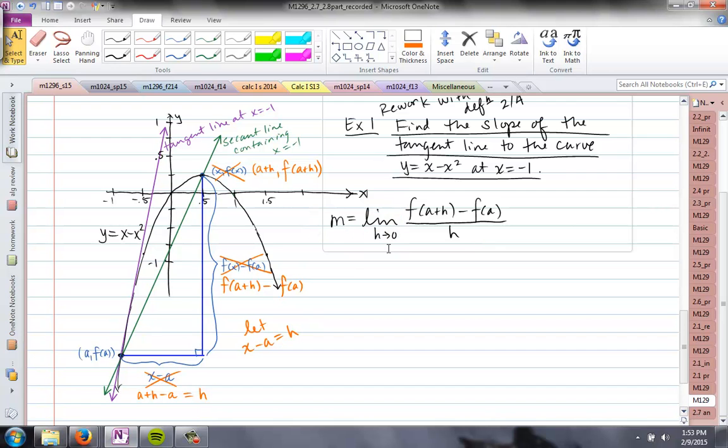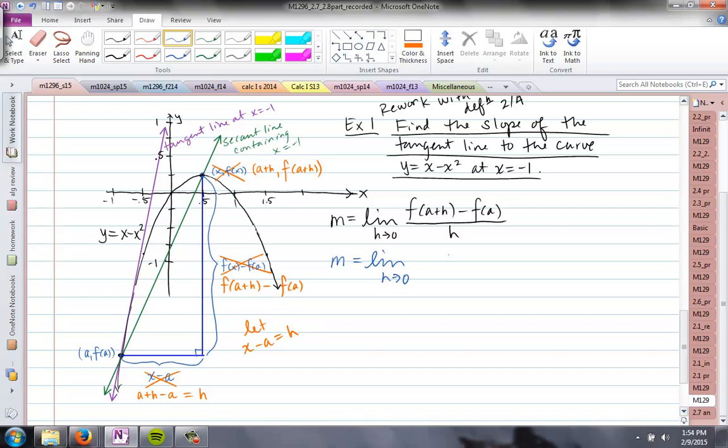And then we have a little bit different formulation here, f of a plus h minus f of a over h. So that h is like the delta x, and the f of a plus h minus f of a is the change in y. So let's go ahead and do this example now with this new definition.